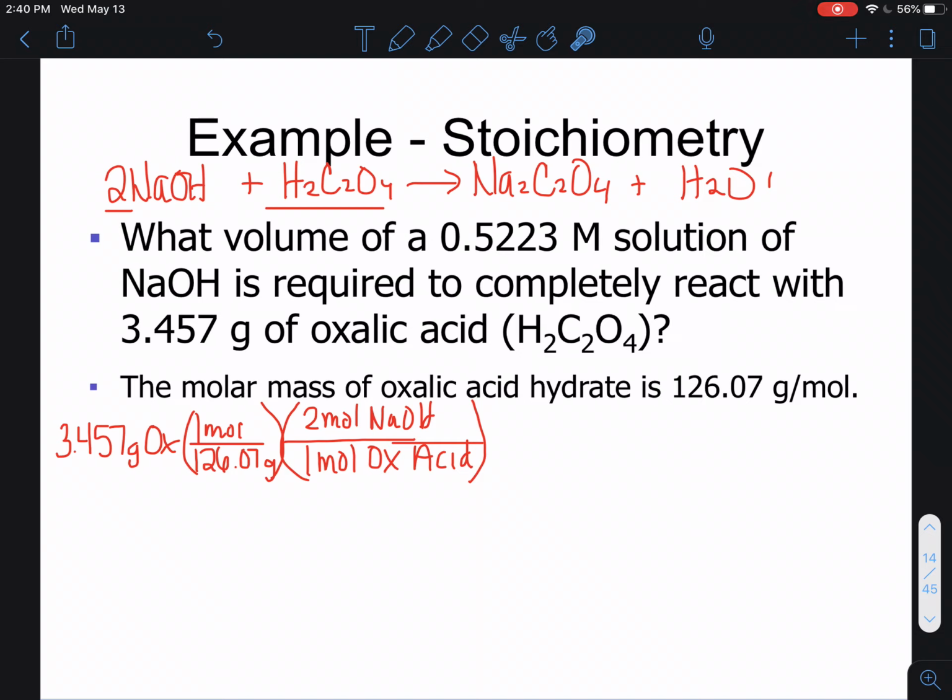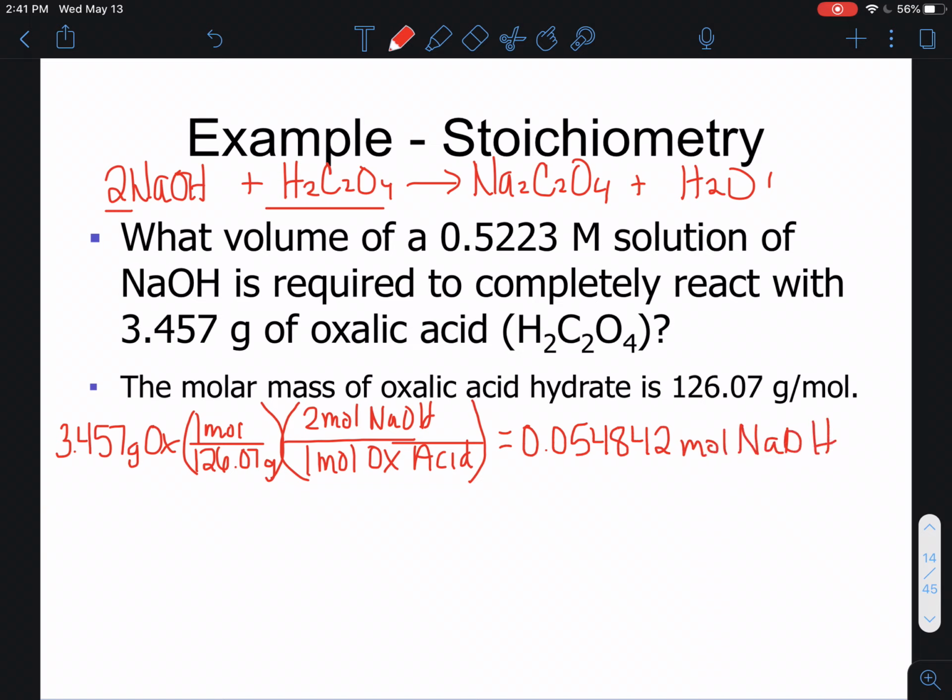So 3.457 grams of oxalic acid, times 1 over 126.07, multiplied by 2. And that's going to give us 0.0548, this is moles NaOH.